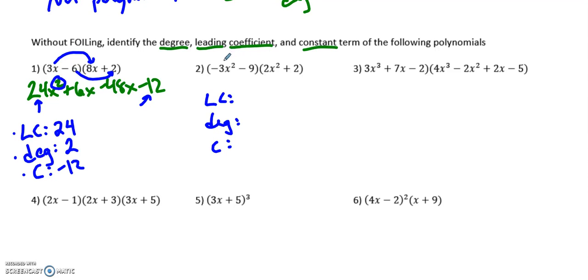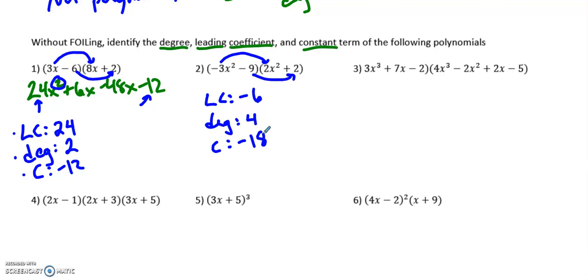The leading coefficient is going to be from those two multiplied together. That's going to be negative 6. Eventually just the negative is what's going to matter to me. The degree, I'm going to get a negative 6x to the 4th, because I have x squared times x squared. And then the constant is going to come from the negative 9 times 2, so that's the negative 18.